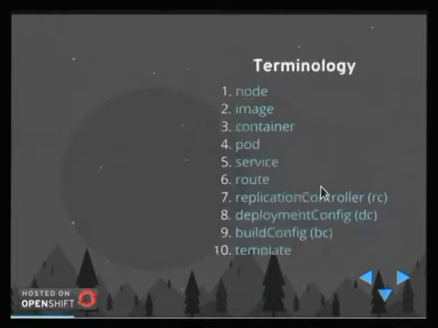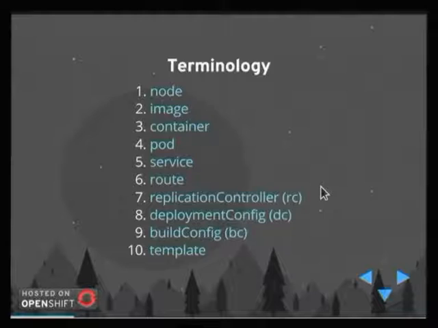Okay, so terminology. Here's a main glossary of terms that I'll quickly loop through. First, we have a node. A node is basically a host machine for our purposes. An image, very similar to a VM image, but we're using container images instead. The main difference is with container images, the host OS is going to share the kernel with the guest container. So you only have one kernel per node, usually.